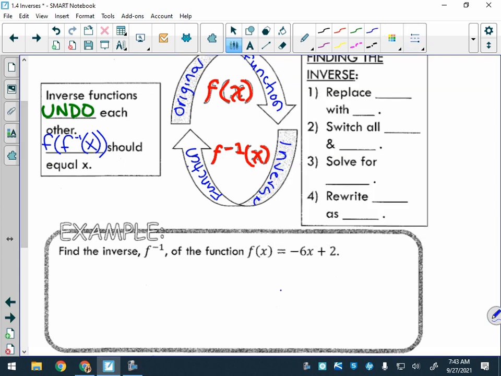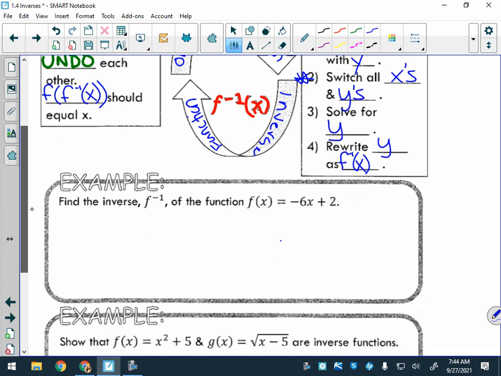So as we always know, replace f of x with y. We're switching all the x's and the y's. We solve for y. These are your steps. And then rewrite y as f to the negative first x. So that means the inverse. This is important. You're switching all the x and y's.